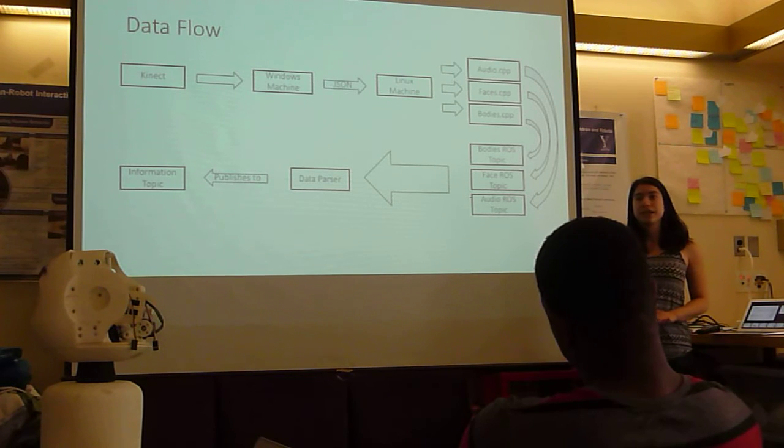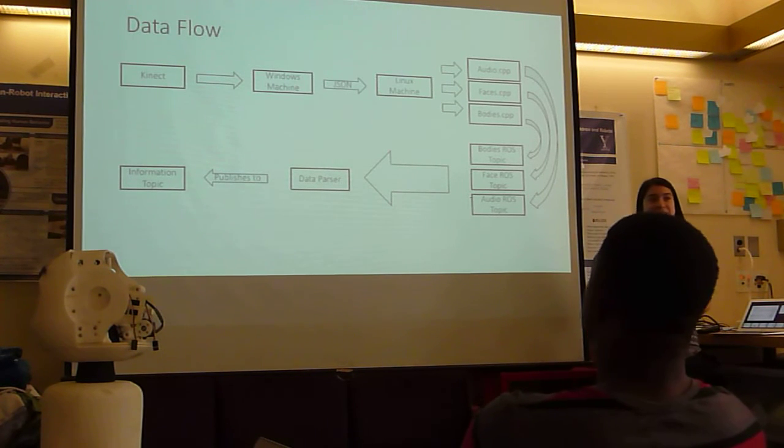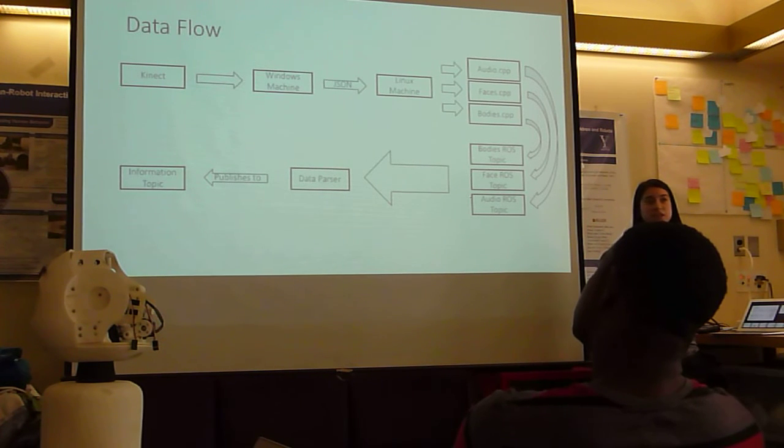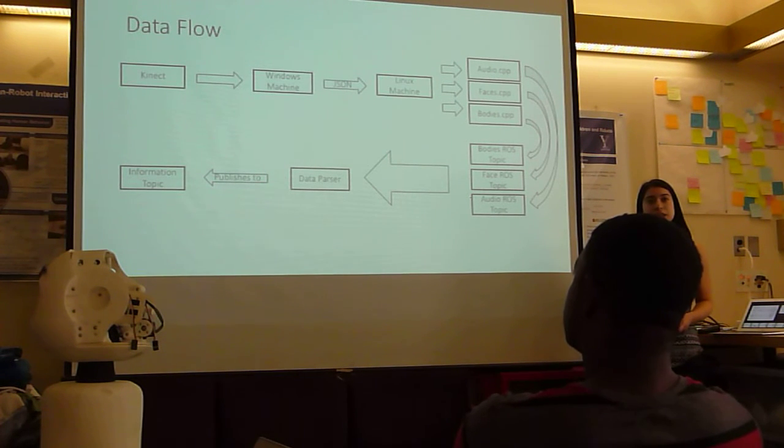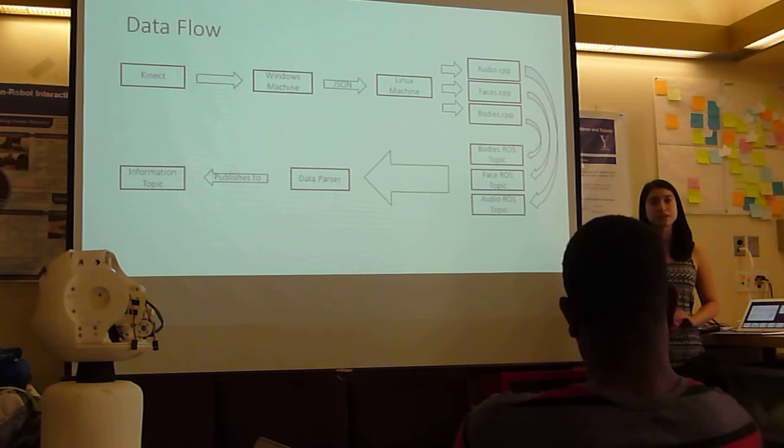The data from the Kinect has to be sent to a place where it can be used with ROS messages. So it starts out in the Kinect and is sent directly to a Windows computer. The Windows computer then parses it into a JSON string, which is sent to a Linux computer. On that computer, we have three different files. One's listening for the audio information, one's listening for body information, and the other one's listening for face information. Those files take the JSON strings and format them into ROS messages, which are then published on a topic.